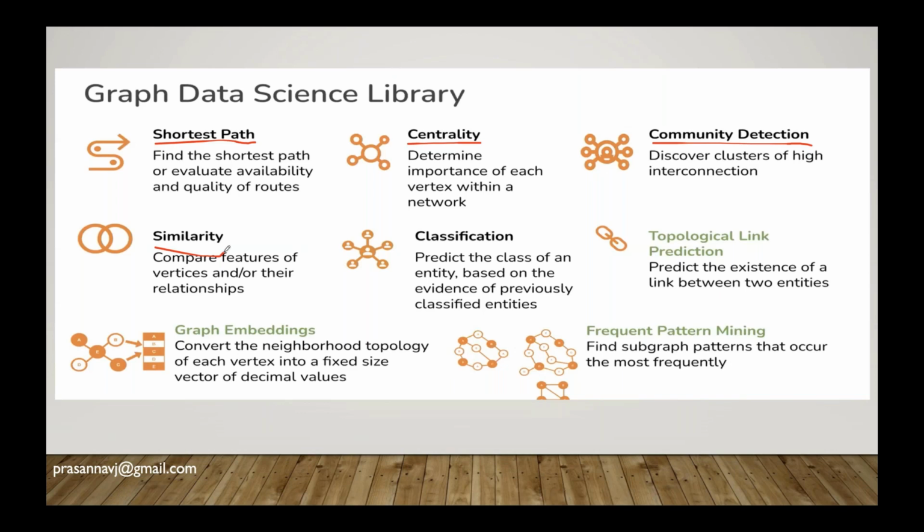And classification, it's a no-brainer from the machine learning world. The similar classification that you are doing in the machine learning world, you can utilize as part of the graph-based solution. Topological link prediction is basically to predict the existence of a link between two entities. And graph embedding, we will see an example of how graph embedding is going to work.